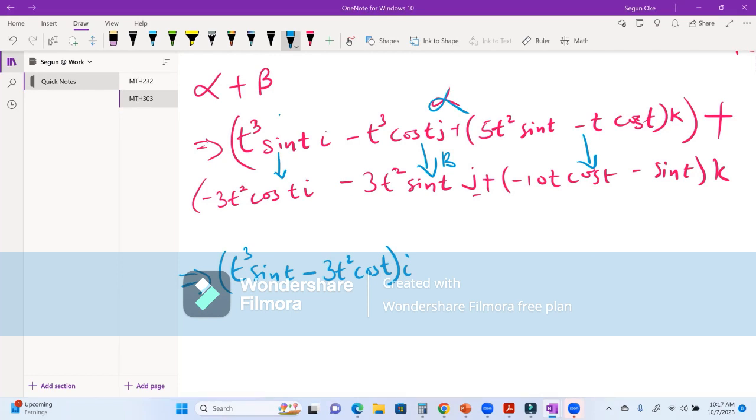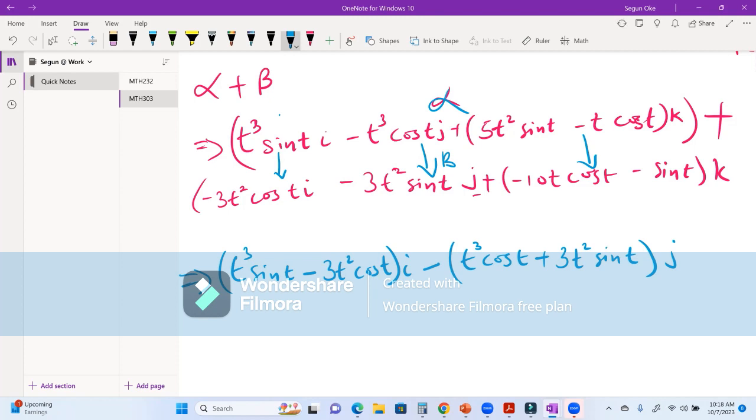Then the second one will be minus. You see, minus is common to both of them. I can take minus out by saying t cubed cos t plus 3t squared sine t. This is my j.